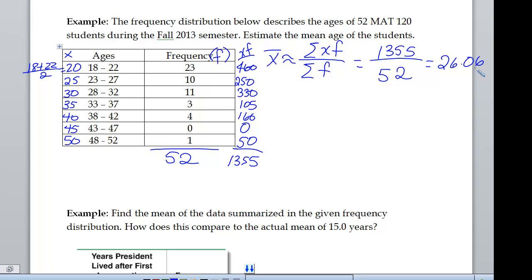Did you look at that? Okay, if you hadn't, make sure you go back and look at it. What's one of the advantages of the stem and leaf plot over a frequency distribution or a histogram? Shows the actual values. Okay, we don't know the actual values here. I've got 23 values between 18 and 22, but I can't tell you what they are. However, I'm going to estimate them to be 20.